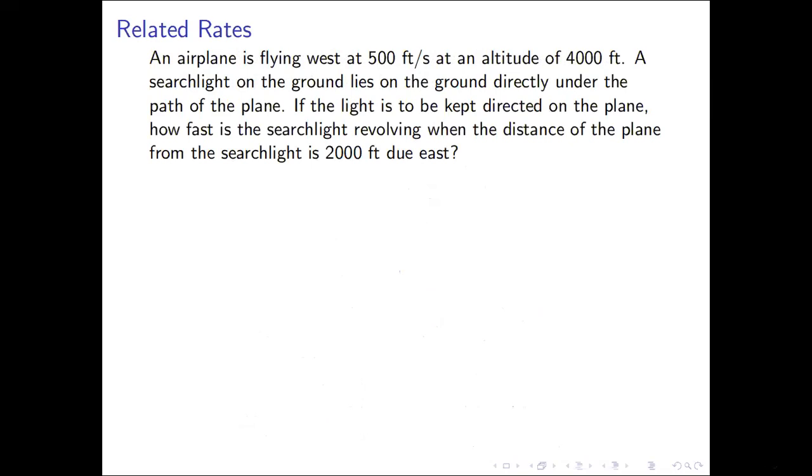So let's read the next one. An airplane is flying west at 500 feet per second at an altitude of 4,000 feet. A searchlight lies on the ground directly under the path of the plane. We will show the figure later. If the light is to be kept directed on the plane, how fast is the searchlight revolving when the distance of the plane from the searchlight is 2,000 feet due east? Let me show the free body diagram.